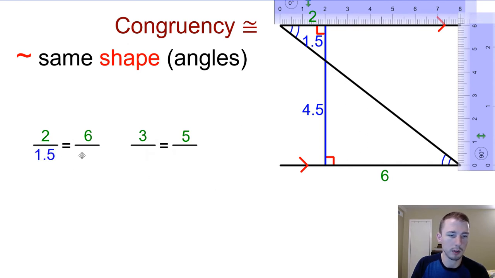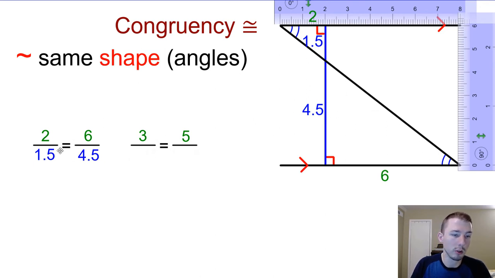I wasn't supposed to have that there. Okay, so 2 goes to 6 just as 1 and a half goes to 4 and a half. So what's going to happen is that the blue line is going to cut the other line proportionally, and in fact all of the sides are going to be proportional. I just didn't show the other line in this case.